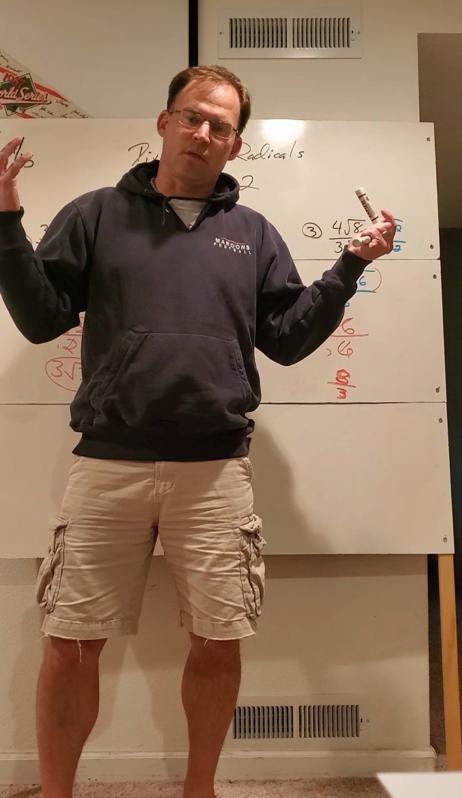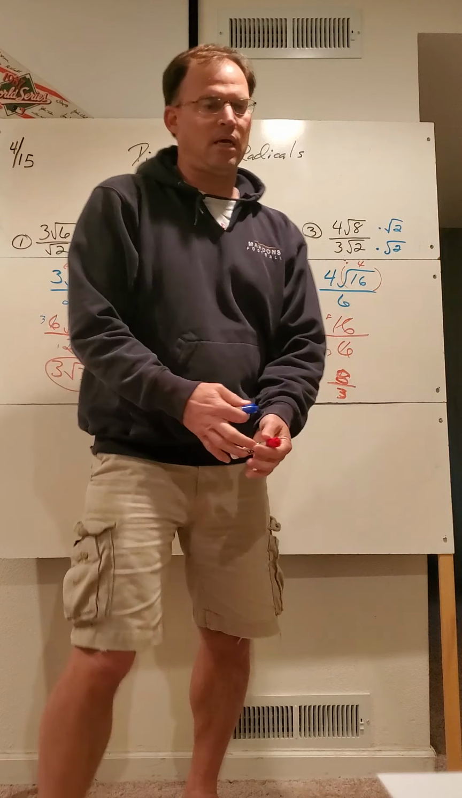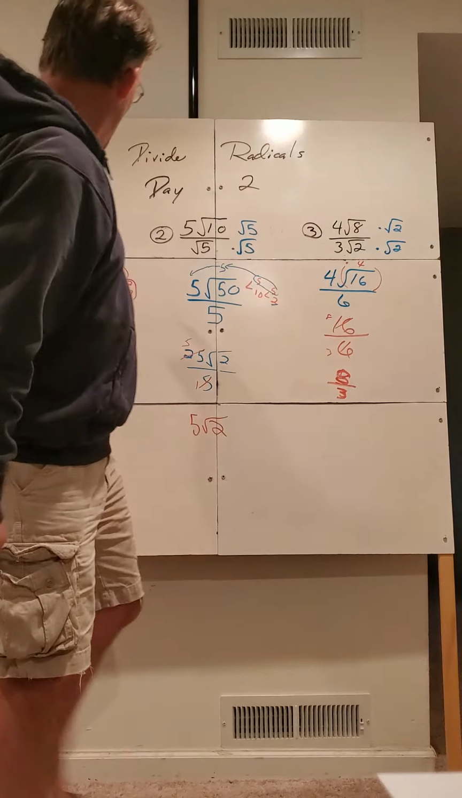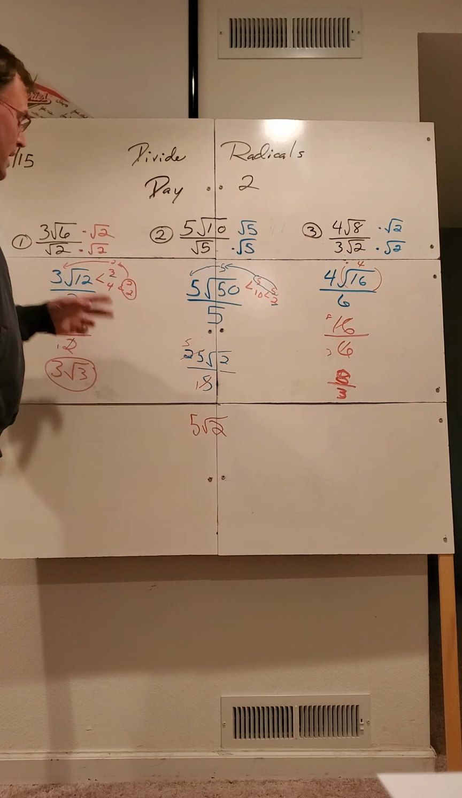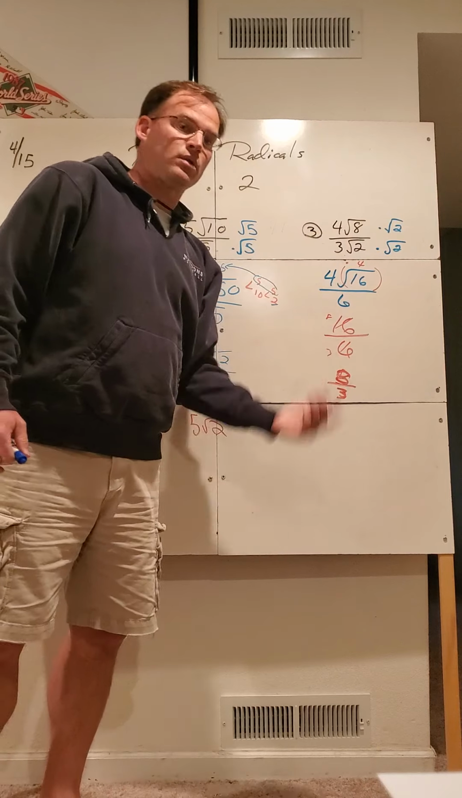There you go. There's the lesson. Radicals cannot stay in the denominator, so we've got to take care of it by multiplying by what that radical is. Root 2 times root 2, root 5 times root 5. Only the radical is the problem.